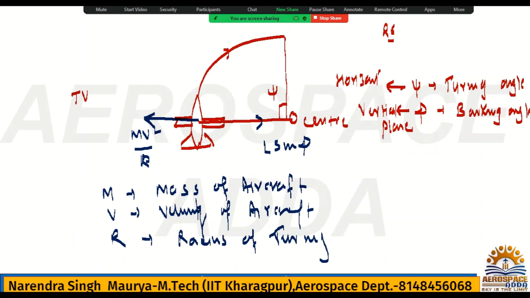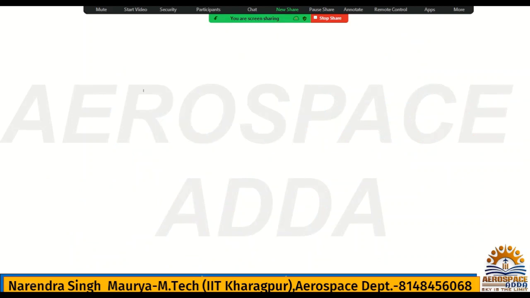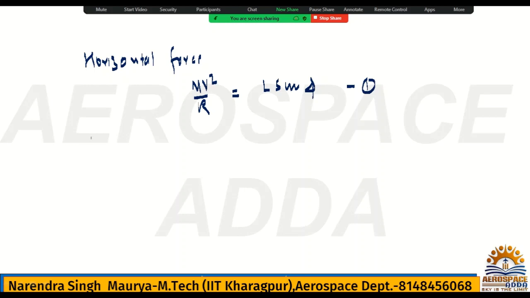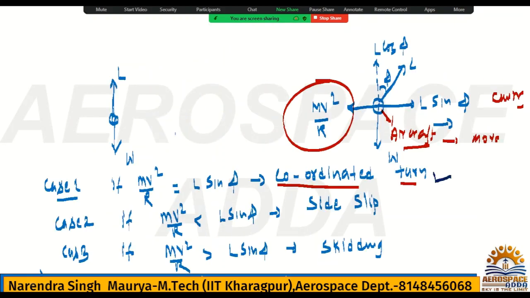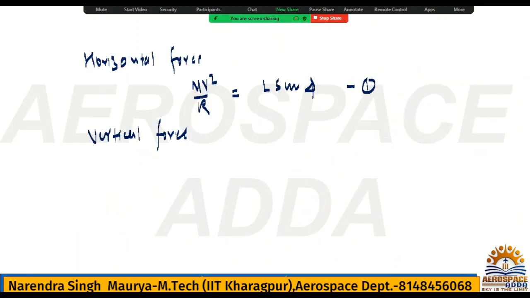All right. So now, if you resolve the horizontal force, what will you have? mv square by R is equal to L sin phi, equation 1. Vertical force, check. What is the vertical force? Vertical force is L cos phi is equal to W. This is equation number 2, right?